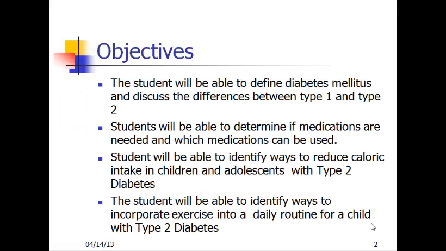The objectives are: the student will be able to define diabetes mellitus and discuss the differences between type 1 and type 2. Students will be able to determine if medications are needed and which medications can be used. Students will be able to identify ways to reduce caloric intake in children and adolescents with type 2 diabetes, and the student will be able to identify ways to incorporate exercise into a daily routine for a child with type 2 diabetes.